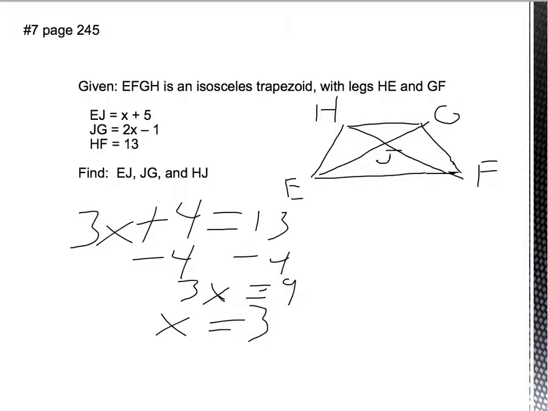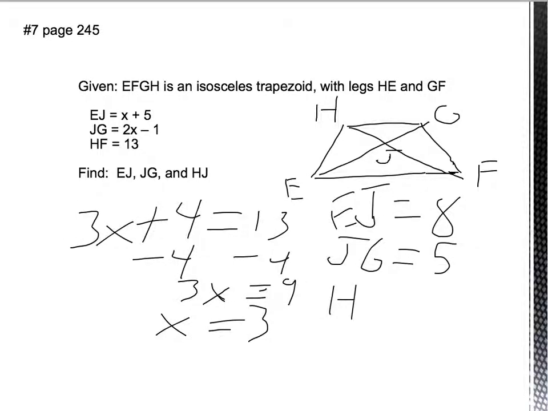You set 3x plus 4 equal to 13 because in an isosceles trapezoid, the diagonals are equal. You would then plug 3 back into the other equations to get EJ equals 8, JG equals 5, and HF equals 10.